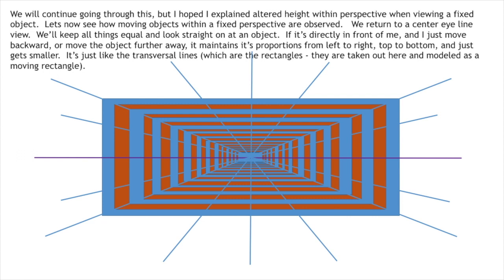We'll return to our center eyeline view. We'll keep all things equal and look straight on at an object. If it's directly in front of me and I just move backward or move the object further away, it maintains its proportions from left to right, top to bottom, and just gets smaller. Just like the transversal lines, which are the rectangles, these orange and blue rectangles, I just took some of these out and modeled them as a moving object, moving straight away. So here's our object. It's coming toward us. It's getting bigger, getting smaller, getting smaller, getting smaller.